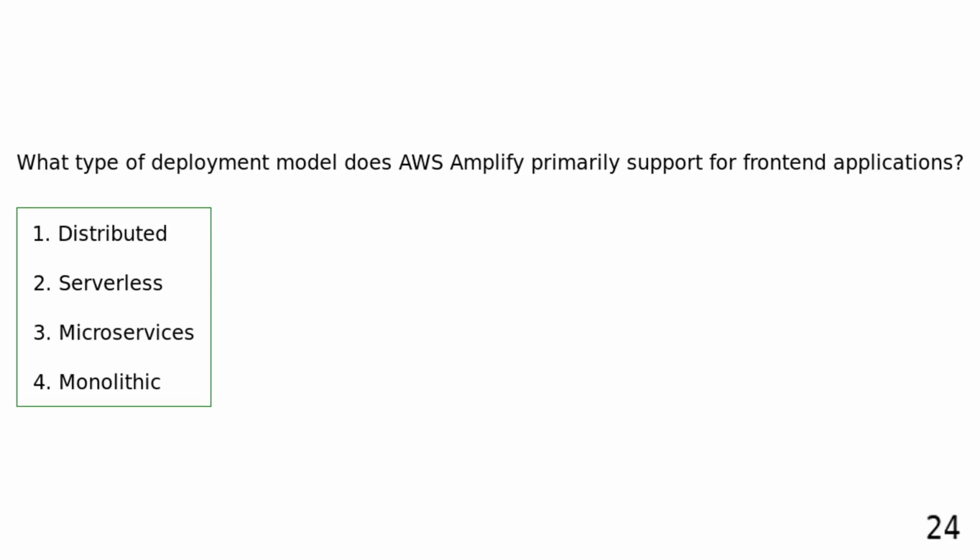What type of deployment model does AWS Amplify primarily support for front-end applications? Distributed. Serverless. Microservices. Monolithic. AWS Amplify primarily supports a serverless deployment model for front-end applications, leveraging cloud resources without managing servers.